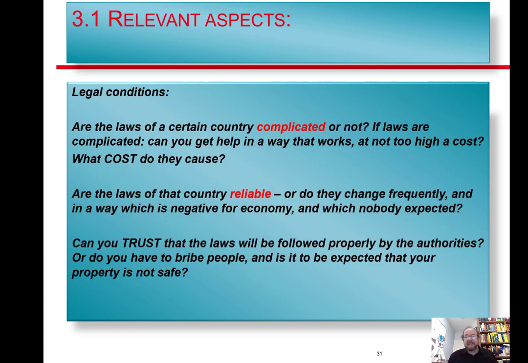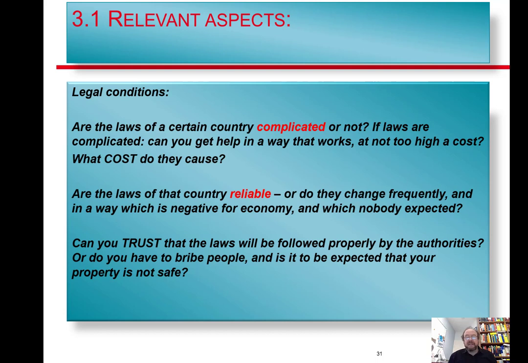Okay, let's turn back to what is on the slide. So, natural conditions, transport conditions, legal conditions. Are the laws of a certain country very complicated or not? Can you find out what happens? Or are many things unclear? You know, I want to foresee the consequences of my actions. That has sometimes strange consequences.